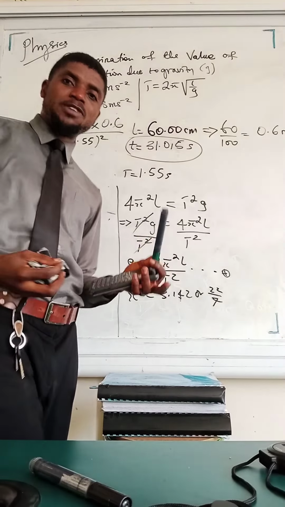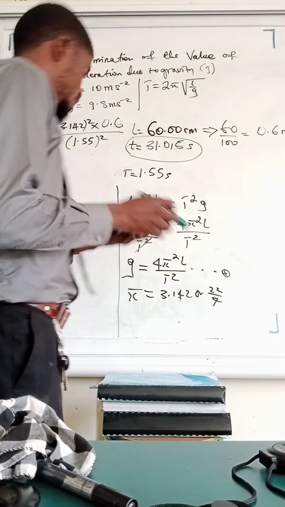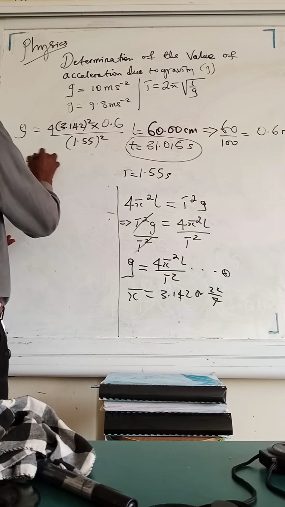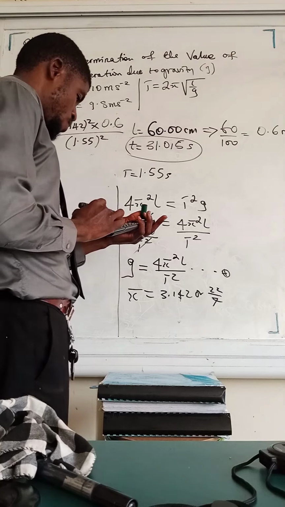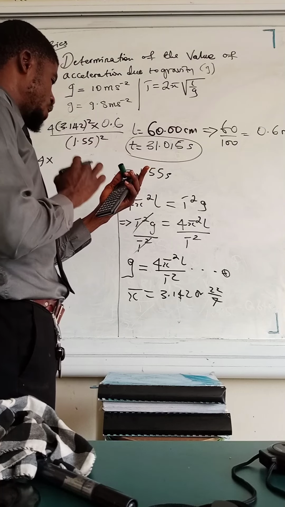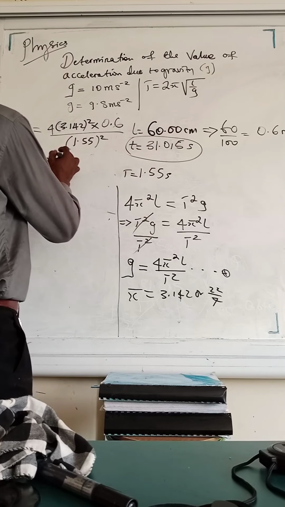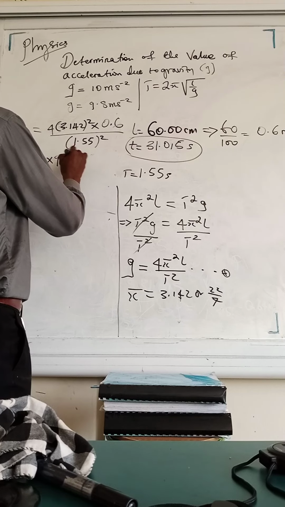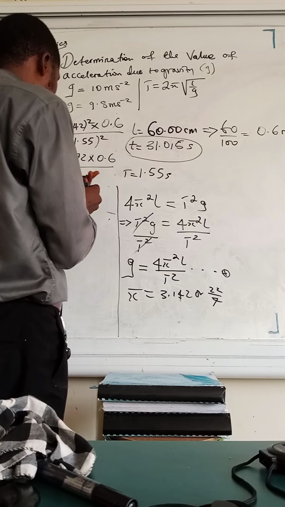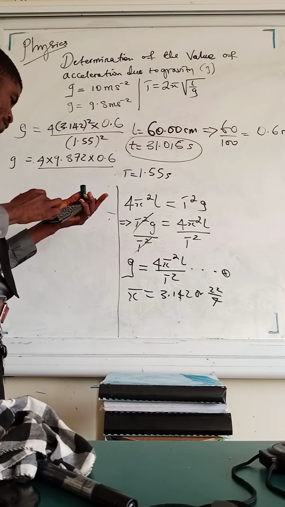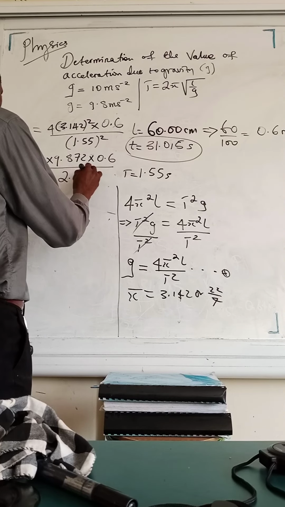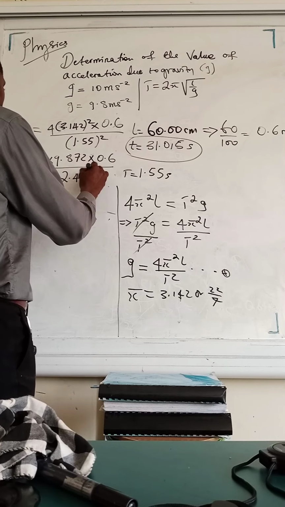I believe you are there with your calculators. Okay, let's do it again. We have G is equals to 4 times 3.142, you square that value, what do you have? You have 9.872 times 0.6 divided by 1.55 square. What do you have? You have 2.4025.